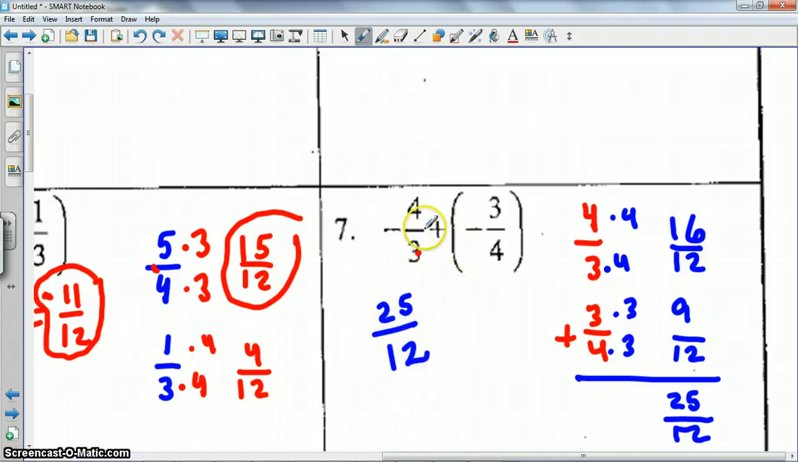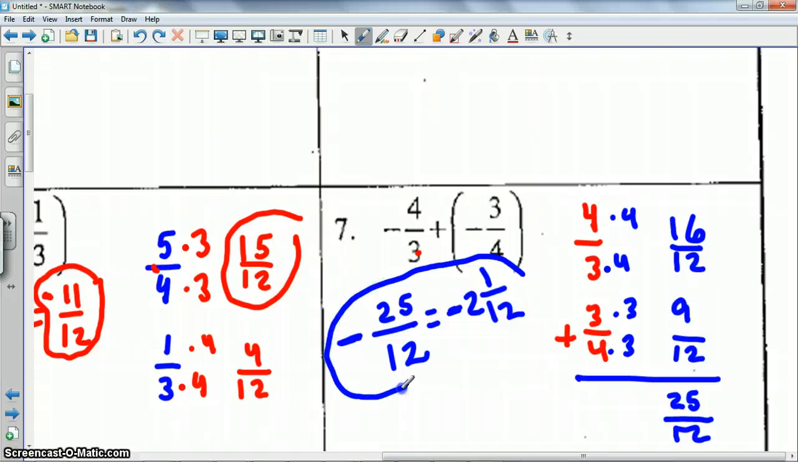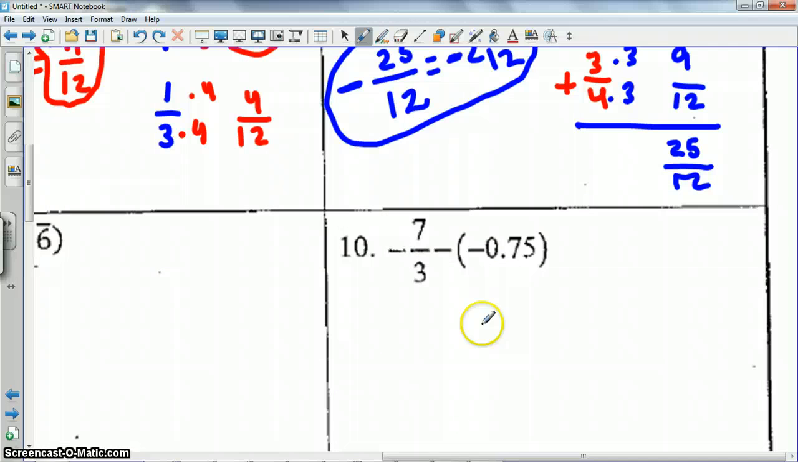And since we add and keep the sign, if they're the same, we're going to keep that negative. And if you want to convert it, we're going to be doing more of that later, but we know that 12 goes into 25 2 times. There's 1 left over because 12 times 2 is 24, and we want 25. Really, both of those answers are fine. If you don't know how to convert, you could just leave them improper. We'll work on converting more later. Let's move on.